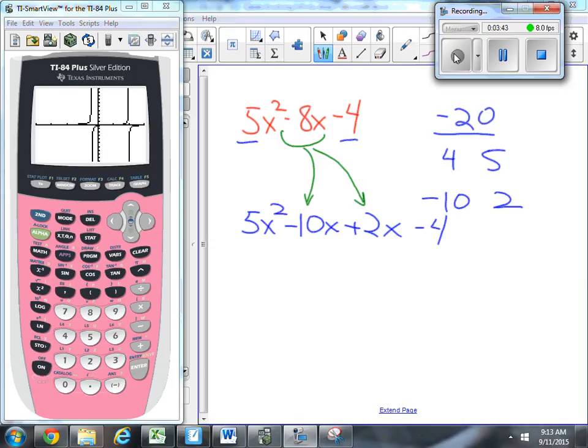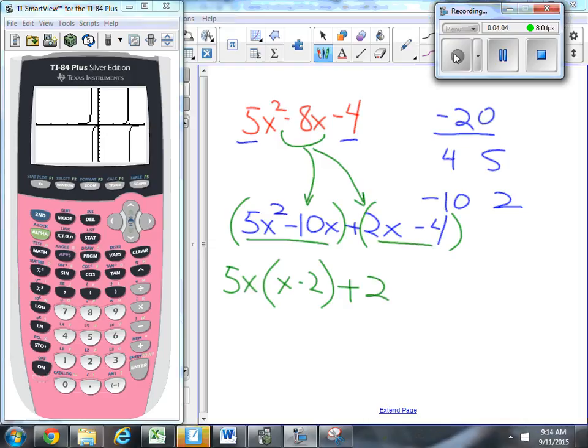But by doing so, that allows me to group this. And so for this first group here, I can see that I can pull out a 5x. So I take out a 5x, and I'm left with x minus 2. Plus, in this second group here, I can pull out a 2, and I get x minus 2. And using the distributive property, I can now see that this is the same thing as x minus 2 times 5x plus 2.